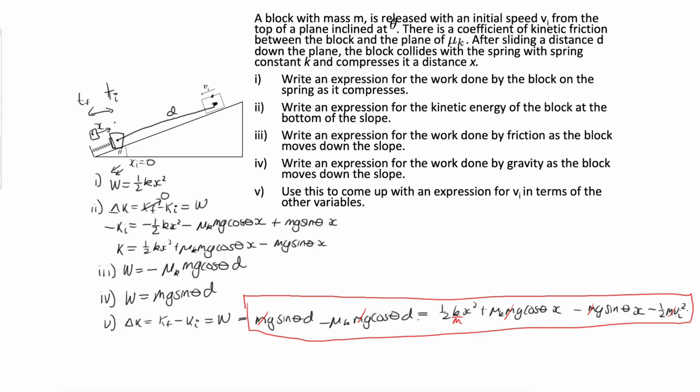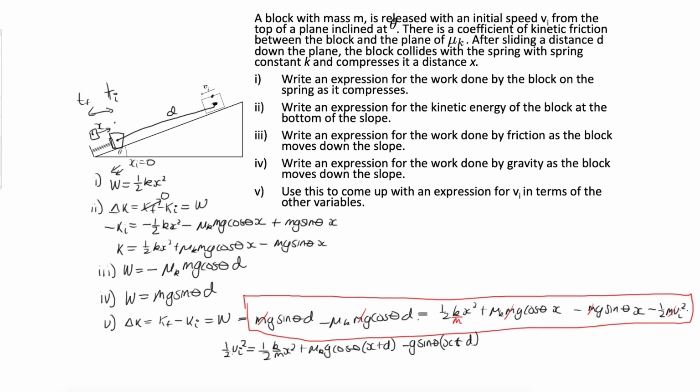So let's move this one over to the left hand side and move everything else to the right hand side. So we've got a half vi squared is equal to a half k on m x squared, and then we've got plus mu k g cos theta. Now we've got the x here and we're moving this one over here, so this is x plus d, and then we've got minus g sine theta x, and then we're moving this one over here, so it's x plus d.